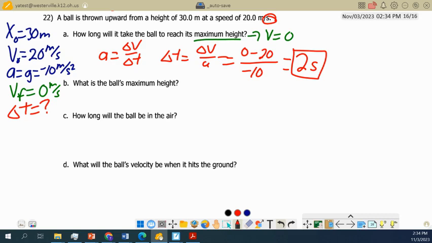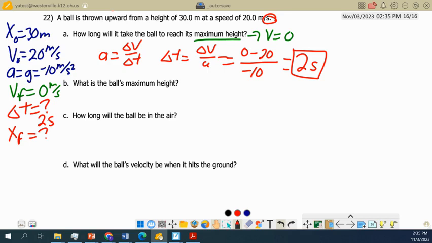Part B, what is the ball's maximum height? Well, let's add to our variable list. Now we know that our t is 2 seconds. Now we're being asked, what is our height? Let me back this up. I don't want to say we're looking for delta x. We want to know what x final, x at the top, is. What is the ball's maximum height? So can we figure that out?